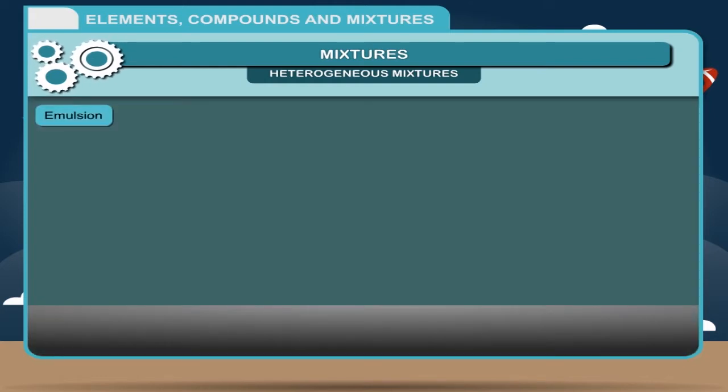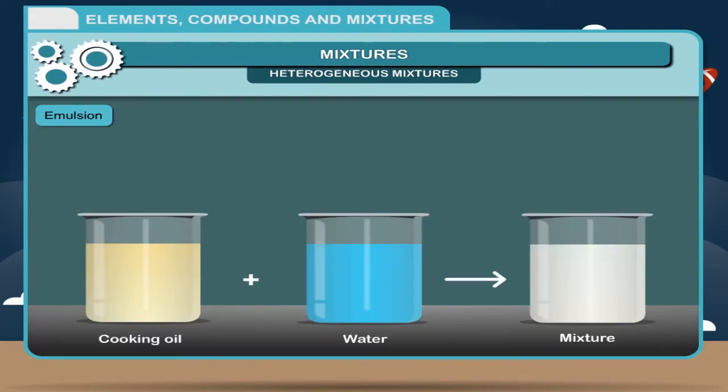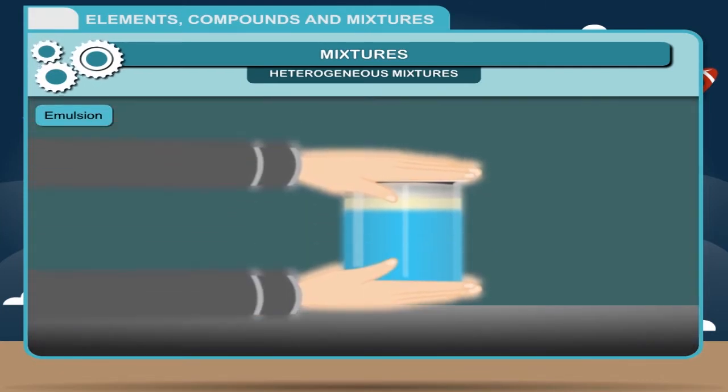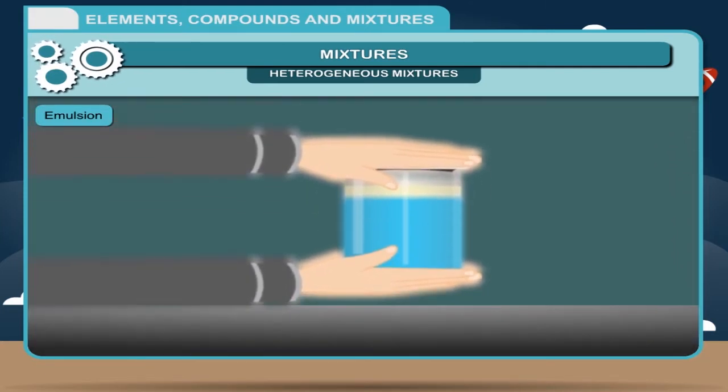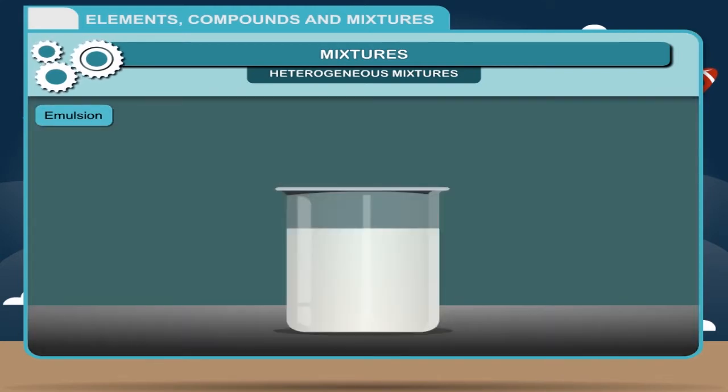Emulsion. An emulsion is formed when one liquid is dispersed as tiny droplets throughout another liquid. For example, the milky-looking liquid formed by mixing cooking oil with water is known as an emulsion. When you shake the mixture of oil and water vigorously, the oil breaks up into tiny droplets, which are small enough to float in the water. This makes the water appear milky.